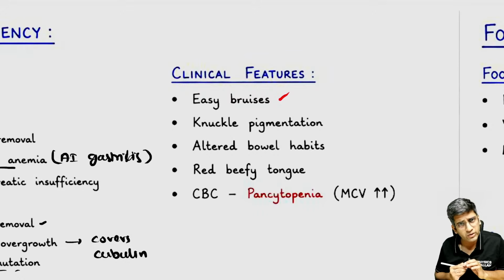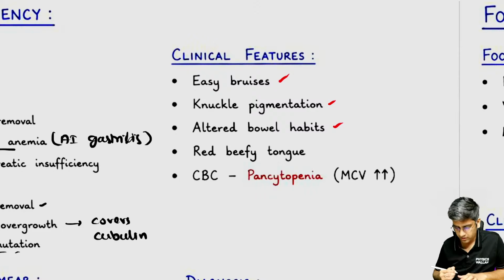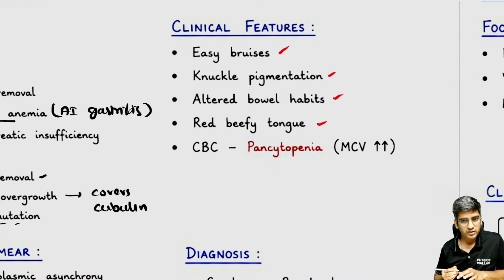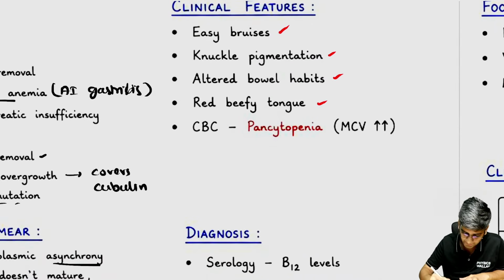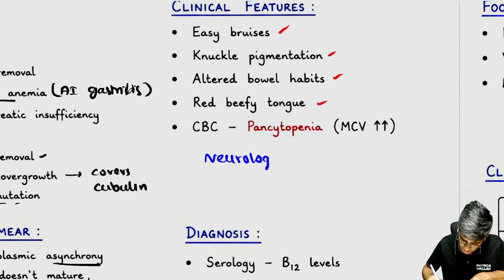Seen in both B12 and folate deficiency. Not specific at all. What's the only specific thing? Your neurological defects. Neurological defects are the only specific thing for B12 deficiency.